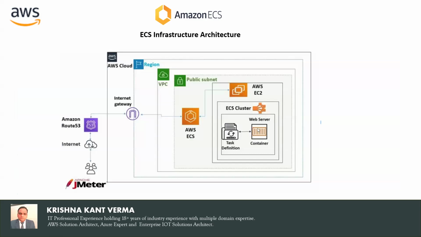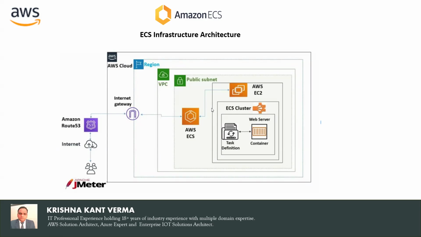This is the architecture of Amazon ECS. Let us understand. This is the AWS cloud, and within it a region, any region, depending on the geographical region in which we want to host our container applications. There's a VPC, the virtual private cloud. Within that, there's a public subnet, and Amazon ECS is there within the subnet itself.